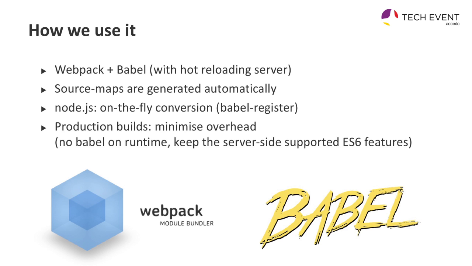For production, we don't want to have any overhead like this. So we don't use Babel on runtime, we only use it on build time. And talking about Node, we only convert the features that the Node versions we use do not support yet. So you can selectively convert any feature you want with Babel and not convert the other features.